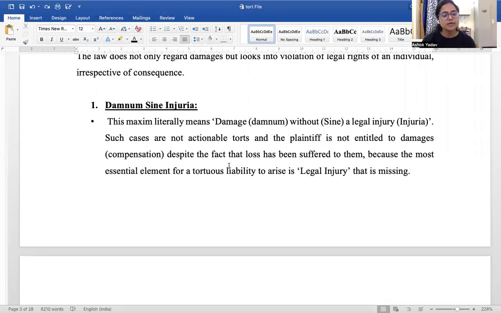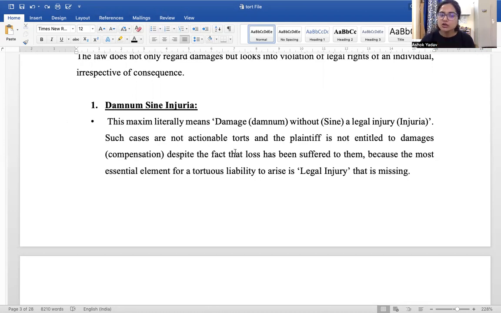Now, the next maxim that we have to study is damnum sine injuria. This maxim literally means damage, damnum, without, sine, a legal injury. So damnum means damage, sine means without, injuria means legal injury. Herein it means damage was caused to you, but there was no legal injury. There was some actual damage which you suffered, but there was no legal injury to you.